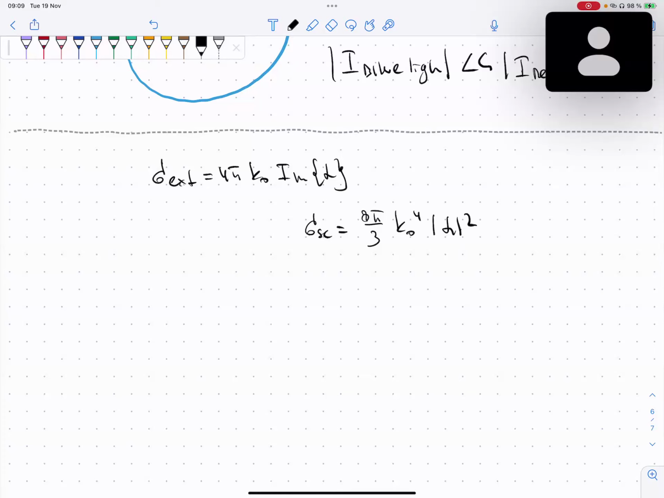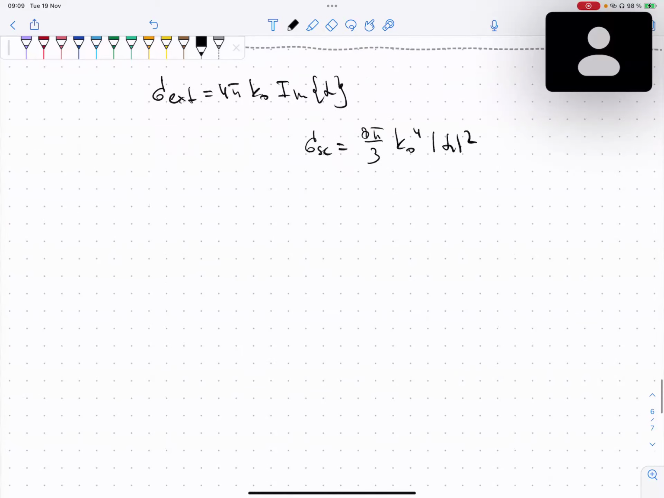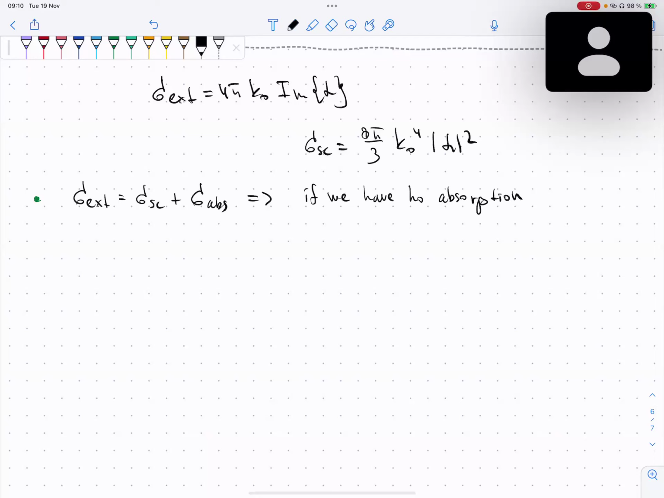So we know that the extinction cross section is a sum of the scattering cross section and the absorption cross section. And because of this, if we have no absorption, this means that the extinction cross section equals the scattering cross section.